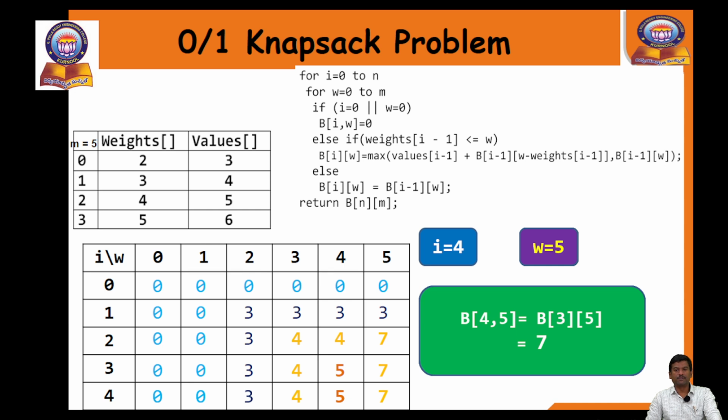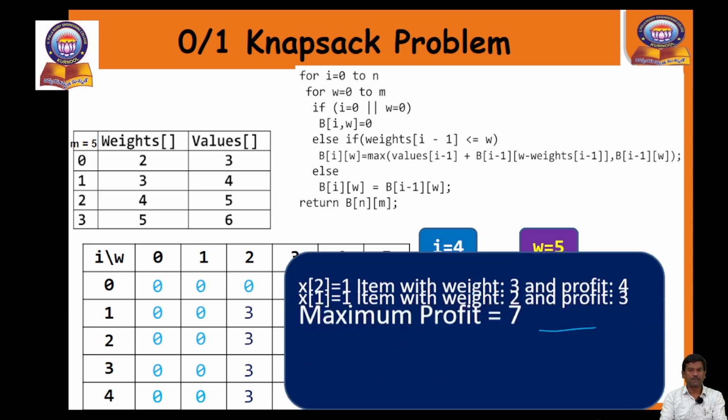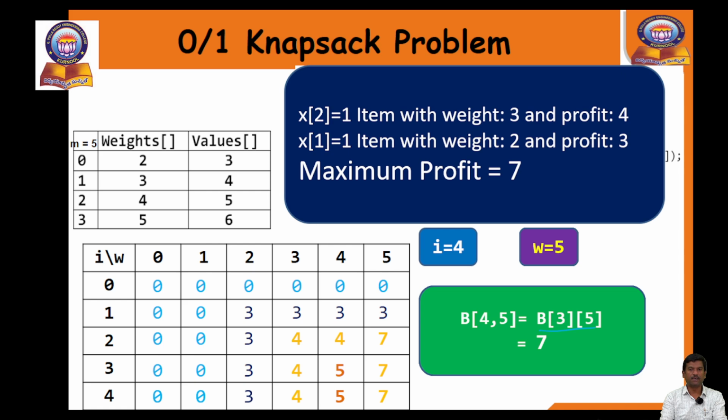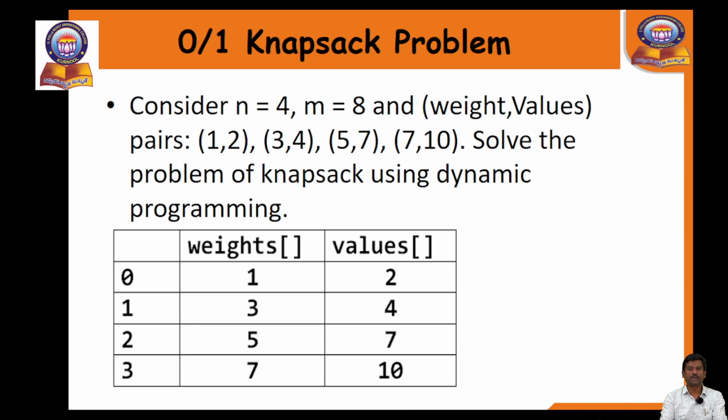You got this value, that is B of 4 comma 5, and now trace back which has led to the maximum value, because it is a maximization problem. If you trace back to the formula, B of 4 comma 5 is equal to B of 3 comma 5. Similarly, for B of 3 comma 5, the values being added are item 2 and similarly item 1.